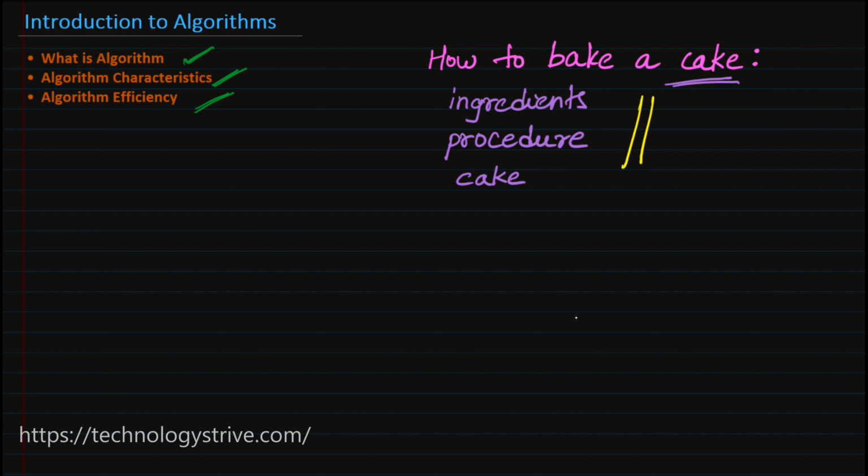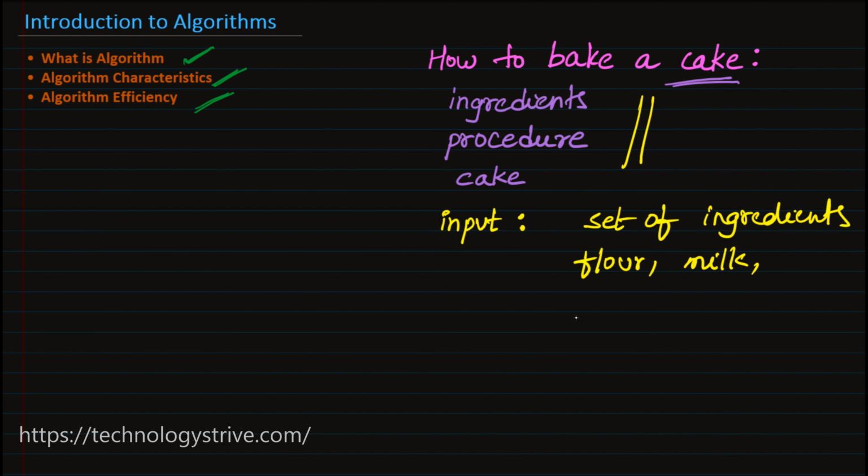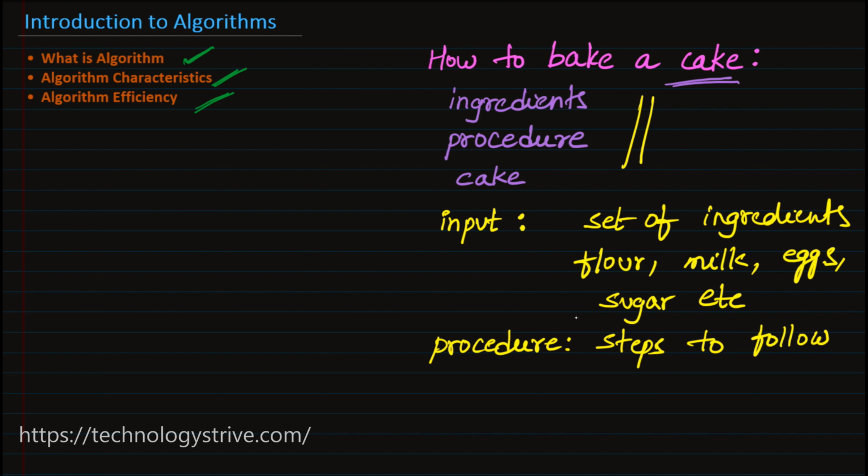So here input is set of ingredients. What are the ingredients? For example, flour, milk, eggs, sugar, etc. And we will be having the procedure. This procedure is nothing but we have to follow some steps, and procedure is steps to follow. Final outcome is cake. In computer language, this procedure which has some set of instructions is called algorithm.